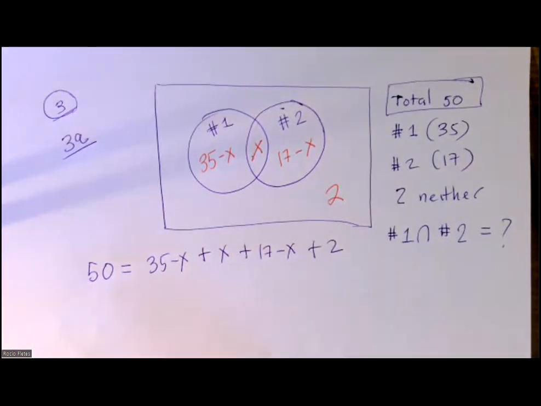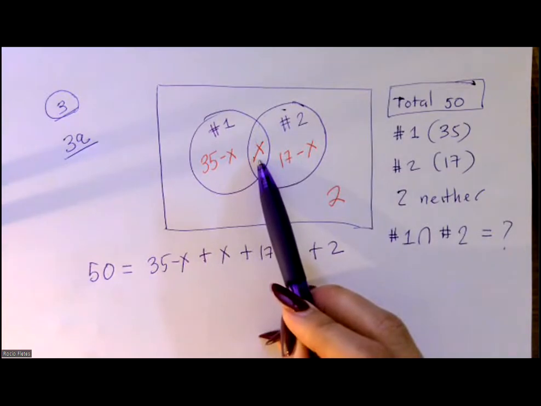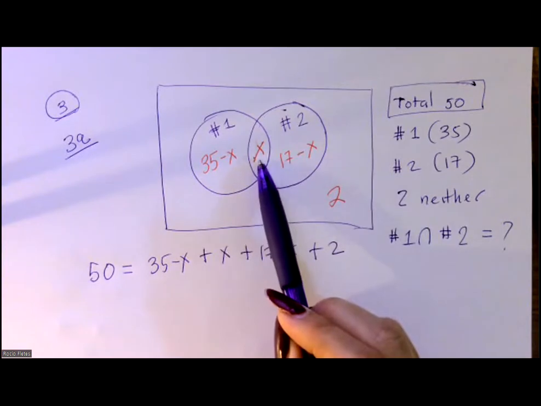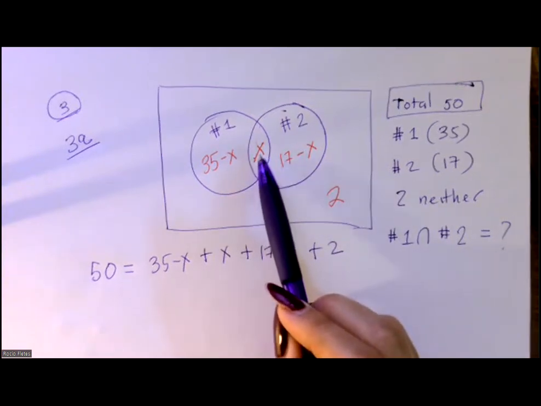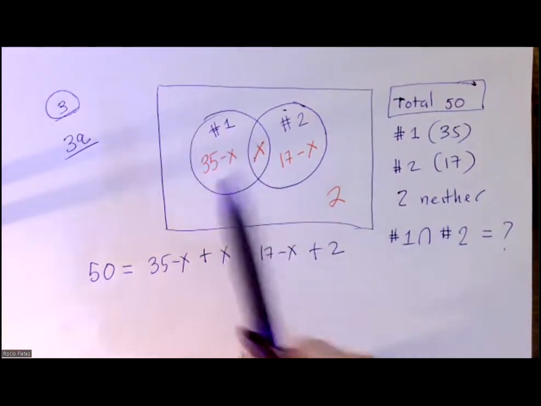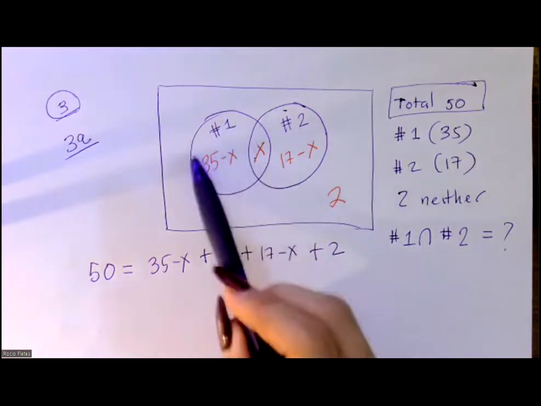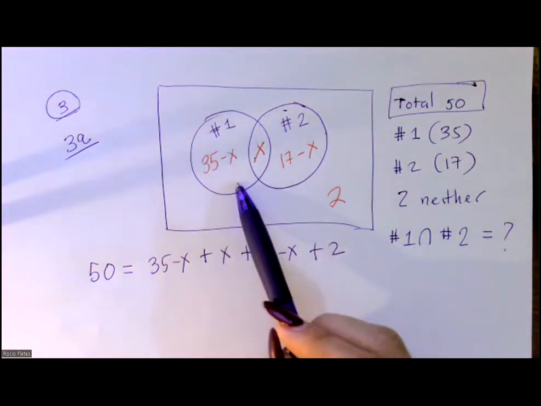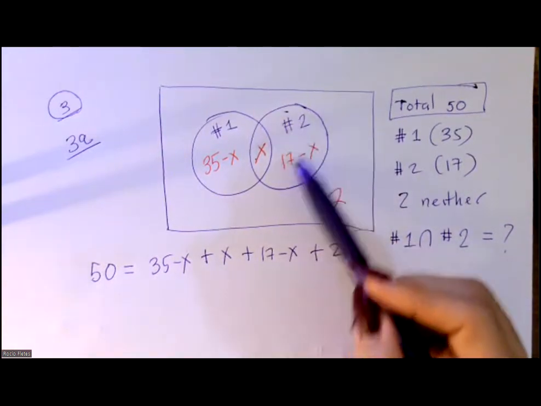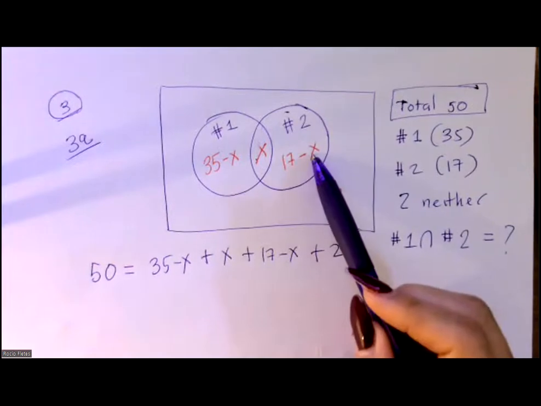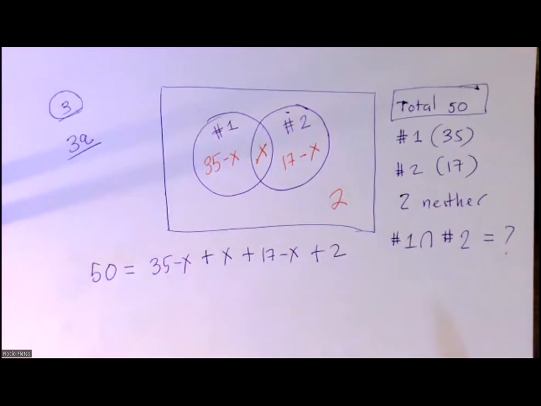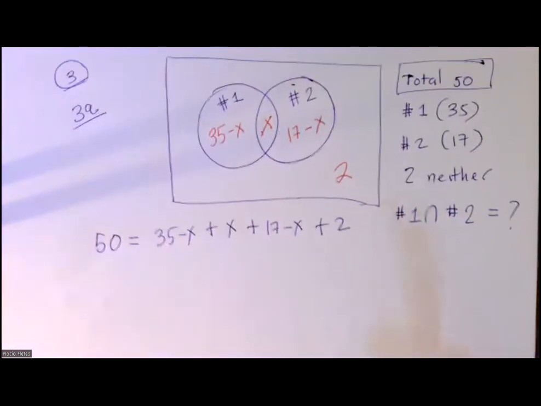So make sure you understand what I did. The center, I do not know. The overlap, the intersection between the first and the second bonus questions, I don't know how many people answered both. So I write X, and I know that for 1, we have a total of 35 people, but I have to subtract: 35 minus X for the region outside of the overlap, outside of the intersection. And I do the same thing for the region outside of the intersection for the second set here, 17 minus X. And I know that when I add the individual parts, they must add up to 50, right? So let's see what that's going to give us.